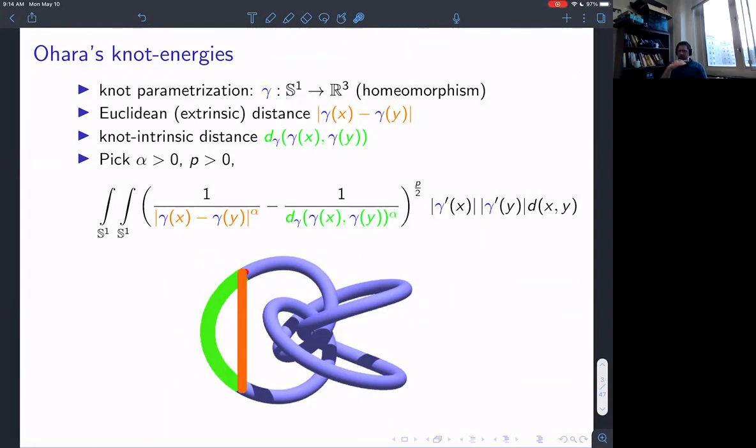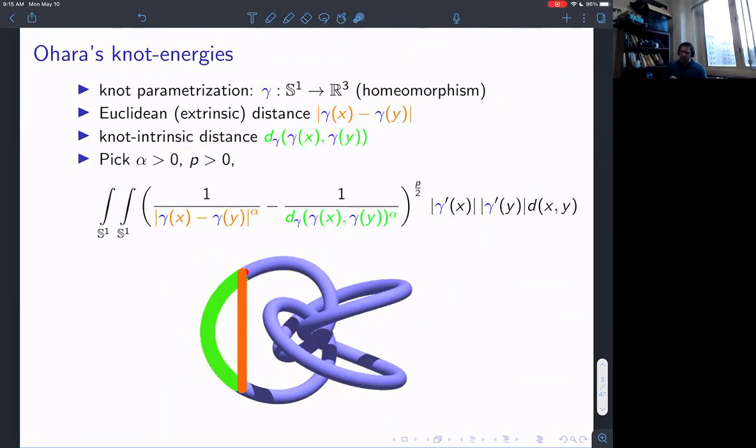So a knot is simply a closed curve in 3-dimensional space. So let's say a map from S1 into R3, a homeomorphism onto its image, 1-to-1, injective, everything smooth, right? For starters, no regularity issues. So maybe a diffeomorphism, an embedding of the circle into 3-dimensional space. It's very easy, if we have a parameterization, to measure the Euclidean distance between 2 points, gamma(x) and gamma(y), absolute value, that's easy.